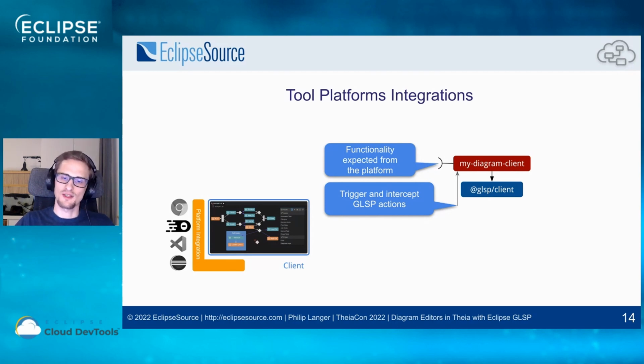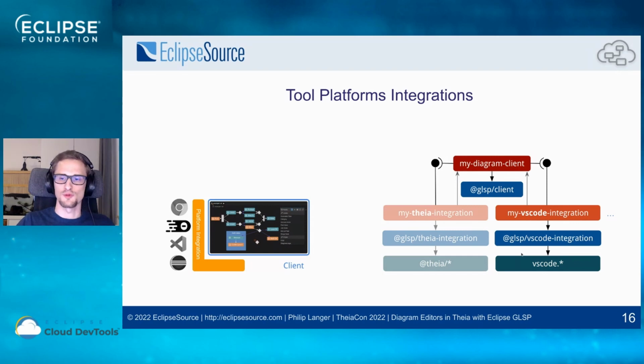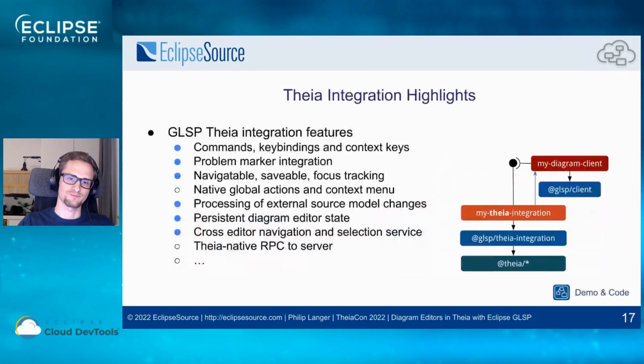And then basically when you create a Theia integration, you can provide implementations for those expected interfaces and handle certain actions. And only this Theia integration then has direct dependencies on the Theia platform. The diagram client still stays independent, and that allows you then to do the same thing for other platforms, for instance. Just to give you a brief overview of which functionality is available for Theia integrations and what you can do, I will just show you a few examples.